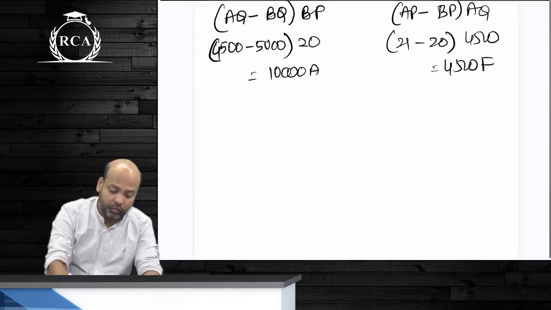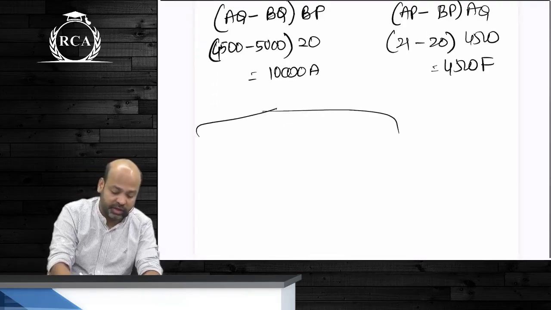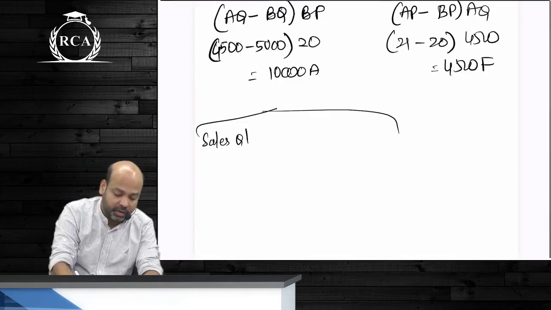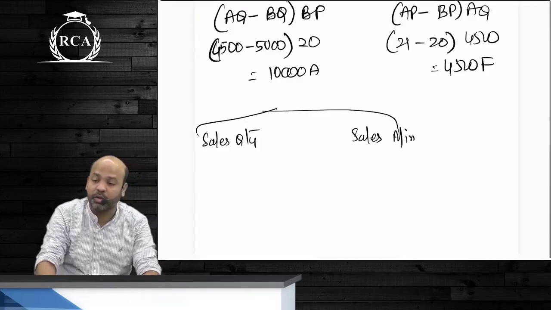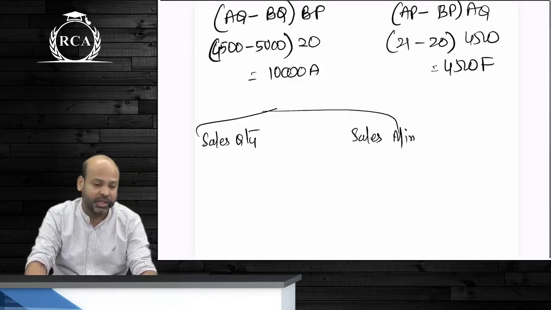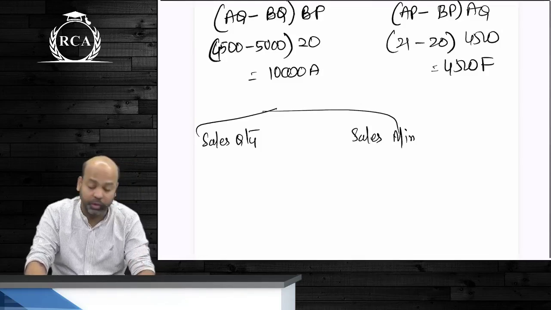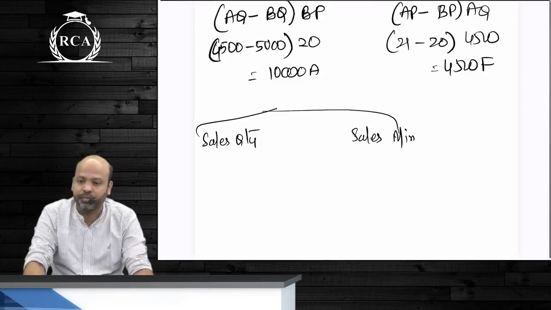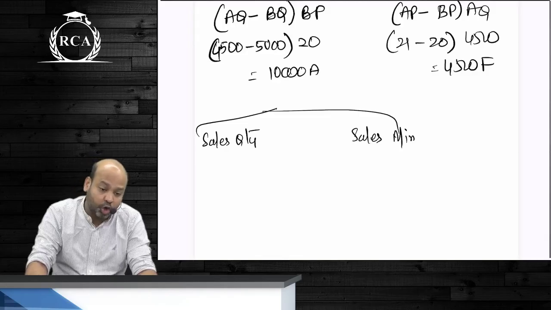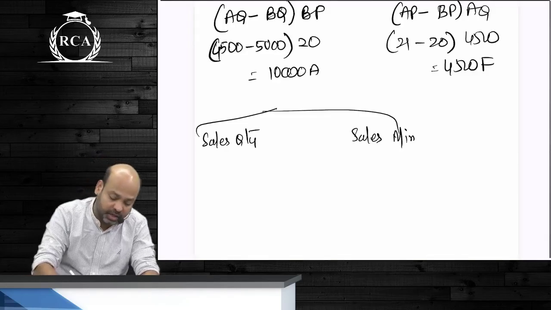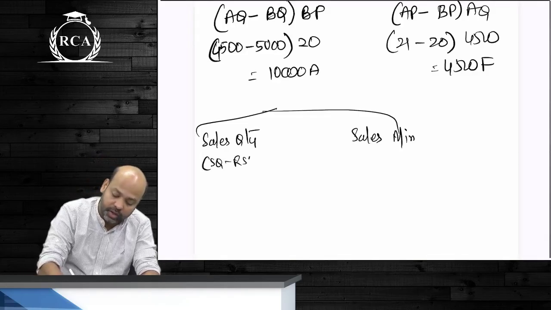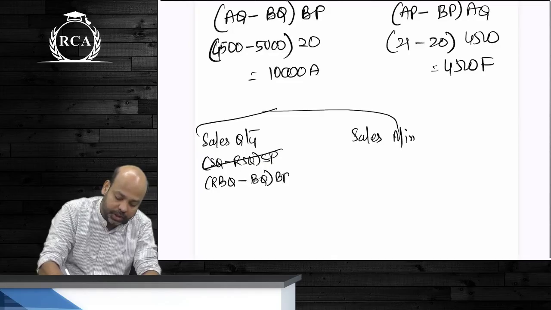So sales volume variance will be further segregated into sales quantity variance and sales mix variance. To do this, you introduce a new term called RBQ, revised budgeted quantity. What's the formula for sales sub-volume variance? Standard quantity minus revised standard quantity, yes or no, guys? Into standard price. Now you will write RBQ minus BQ multiplied by budgeted price.